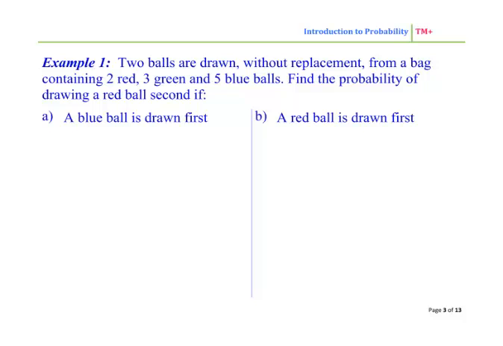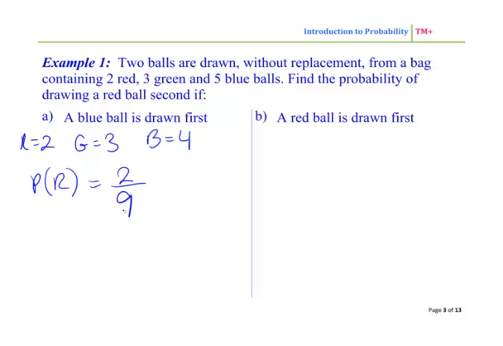So let's look at some examples. 2 balls are drawn without replacement from a bag containing 2 red, 3 green and 5 blue balls. Find the probability of drawing a red ball second if a blue ball is drawn first. Well, let's see what we've got. There are still 2 red balls, there are still 3 green balls, but there are now only 4 blue balls because I already drew a blue. So the probability of getting red is going to be 2 out of, how many balls do we have in total? 4, 7, 9. So 2 out of 9.